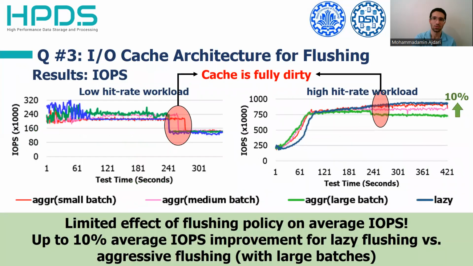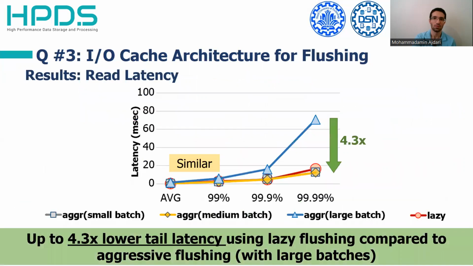Our real measurements show that flushing policy has very limited effect on average performance. Lazy flushing or aggressive flushing with small batches can provide up to 10% higher IOPS than aggressive flushing with large batches. However, such performance difference is significant in 99.99% tail latency. Lazy flushing or aggressive flushing with small batches are 4.3x better than aggressive flushing with large batches, which greatly improves quality of service guarantee.